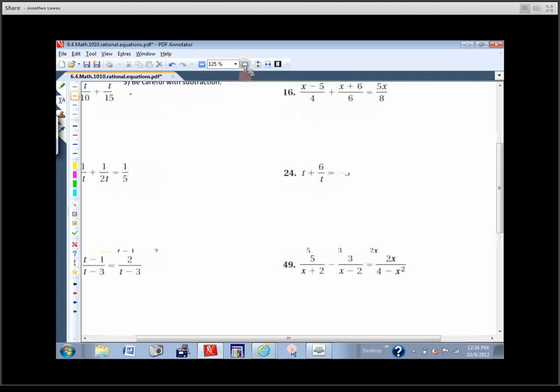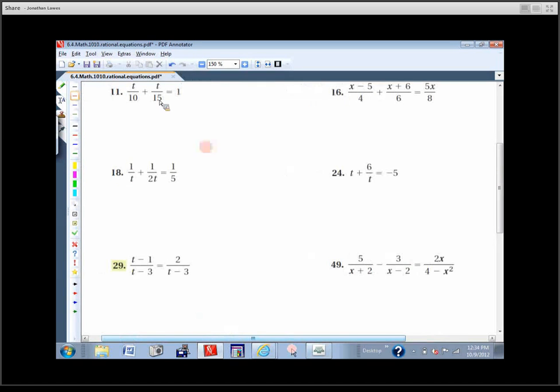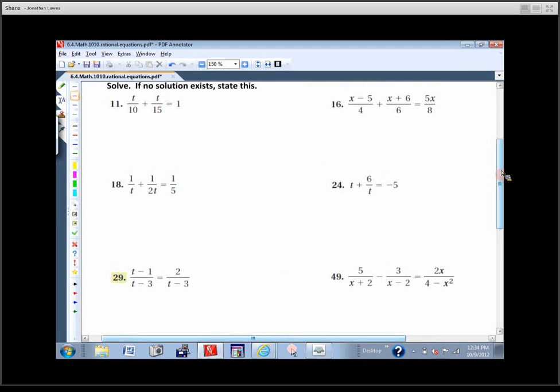Why not? There's no variables in the denominator, so I don't have to worry about that. I want to multiply by something that will cancel off a 10 and a 15. What is the smallest number that will do that? 30 will. So I'm going to multiply both sides by 30.